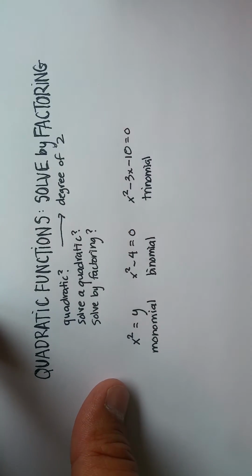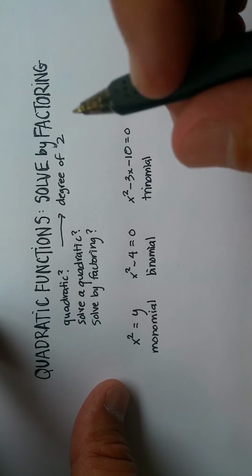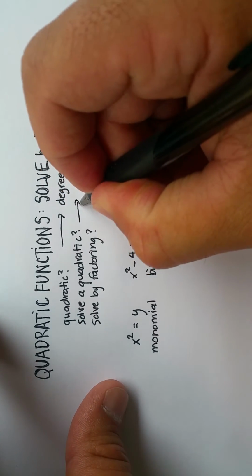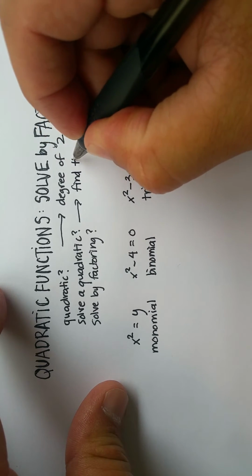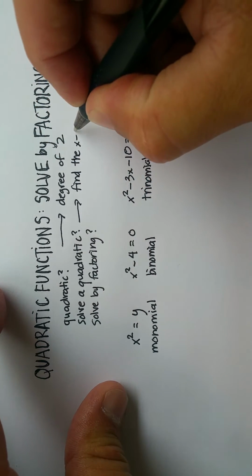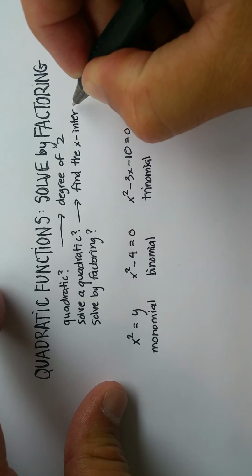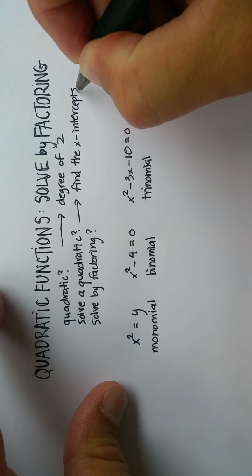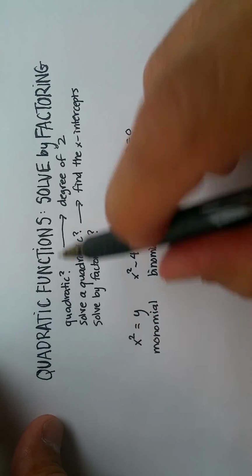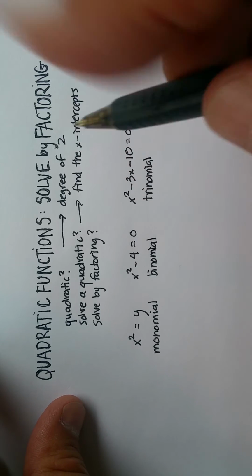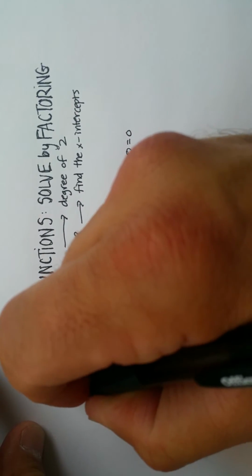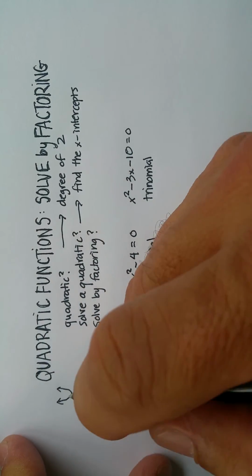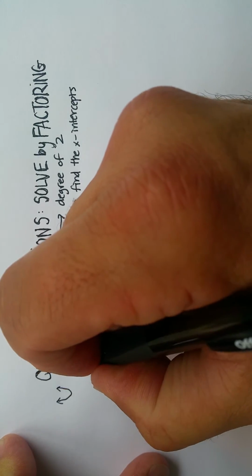Now, to solve a quadratic means that you are trying to find the x-intercepts. Remember that quadratics, anything with a degree of 2, I should say, always produces a parabola, right? Something that looks like that, or it can actually go upside down as well, all right?